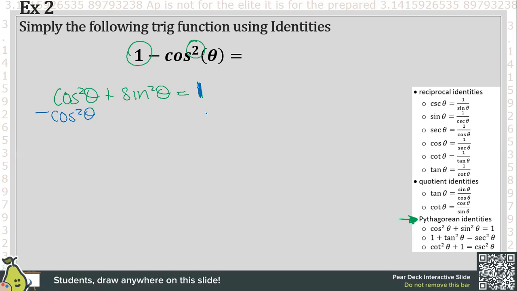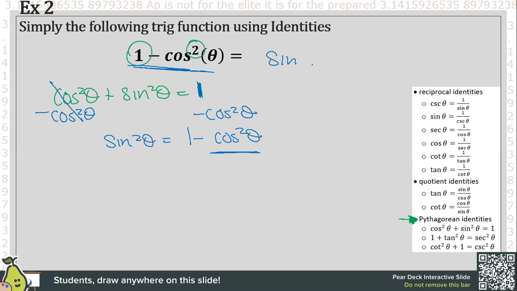So by subtracting it on both sides, I can see that this one will equal 0. So I have sine squared theta is equal to 1 minus cosine squared theta. So now I can see that, hey, this is what I have, which is this right here, is equal to sine squared theta. So that's what I was looking for on this one. Okay.